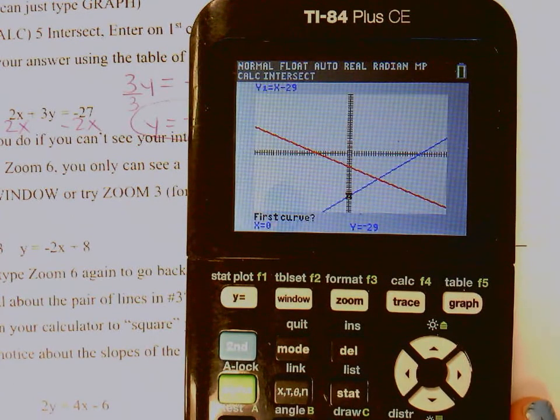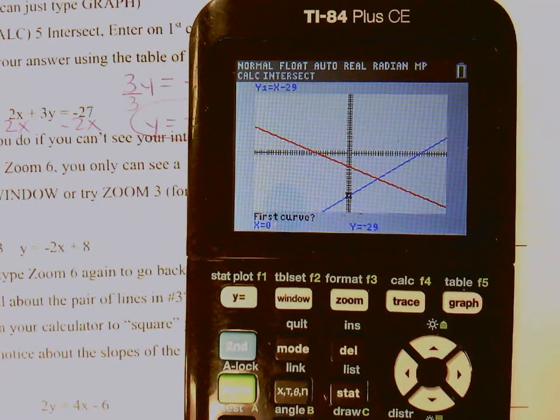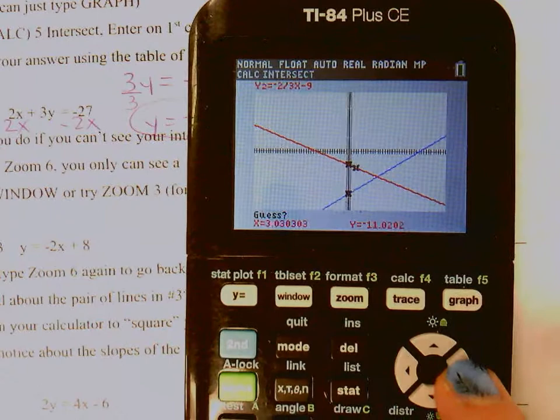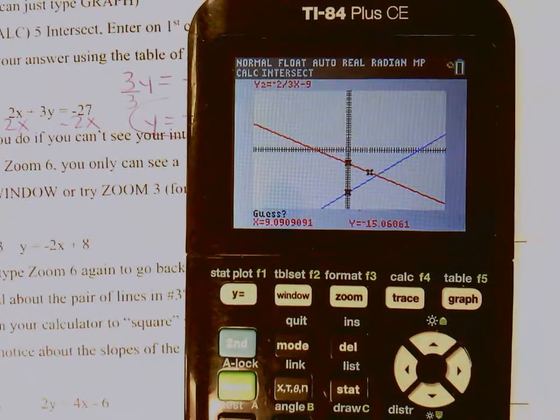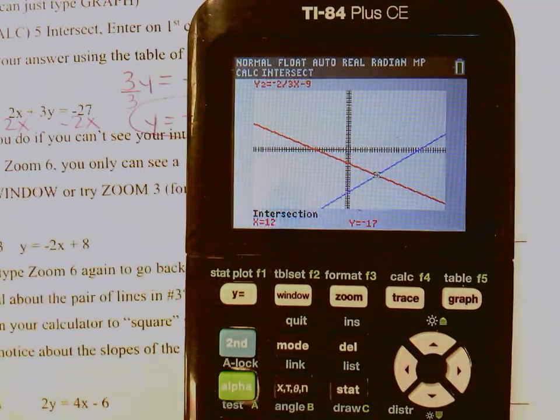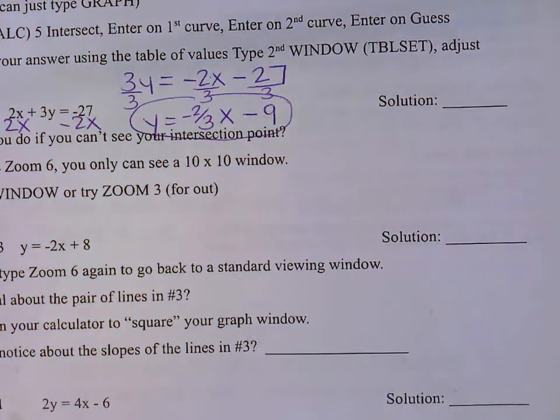To zoom out, zoom 3, enter. If you enter twice, it'll actually zoom you out twice. If you hit enter once, it'll only zoom you out once. So remember, you do first curve, second curve, intersection point. It ends up being at an integer, right?